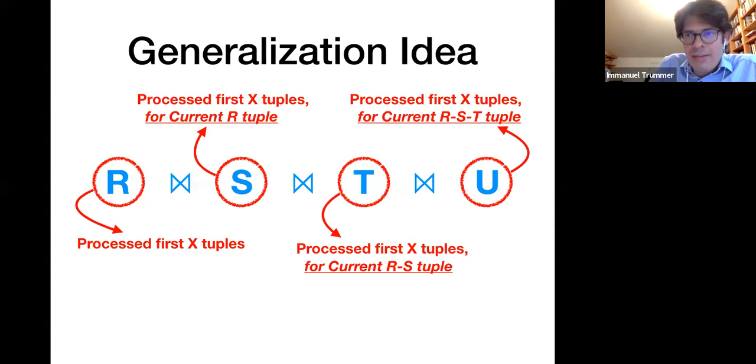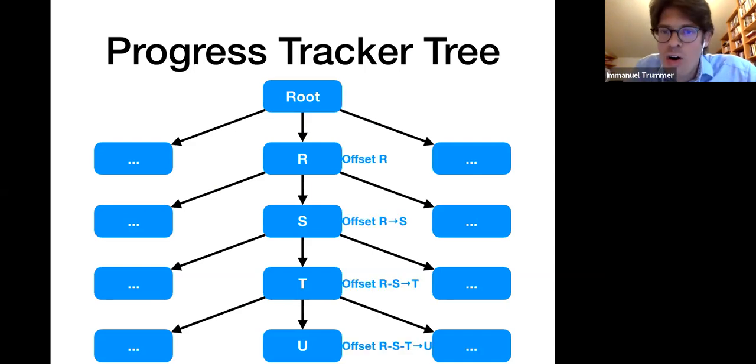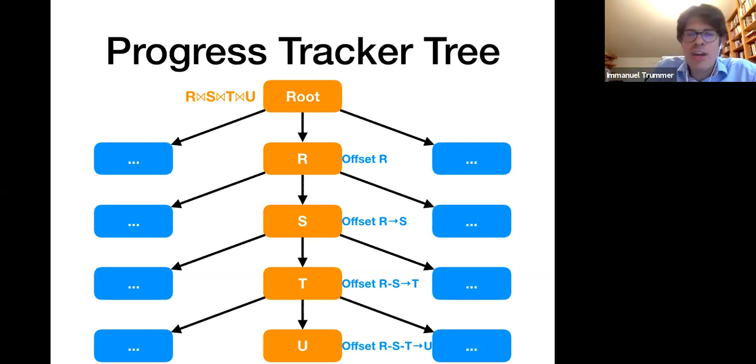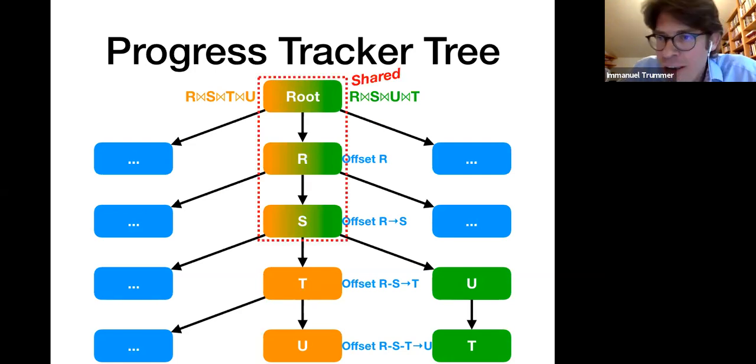Now, this kind of progress can be stored in a tree data structure, which has nodes that are associated with join order prefixes. So here, for instance, we can store the offset for each table independently and as a function of the currently selected tuples in the prior tables in join order. So we might have a join order RSTU marked in orange and a join order RSUT marked in green, and if they have a common prefix, then I can completely share any progress that they achieve for the tables in this common prefix.